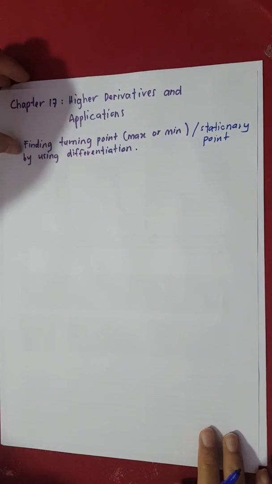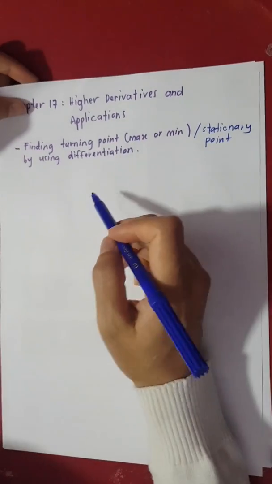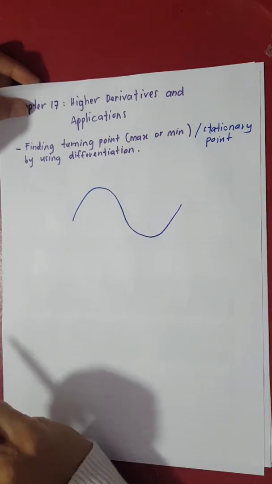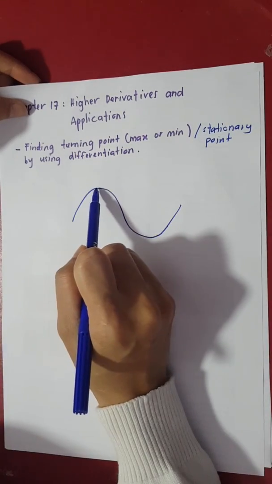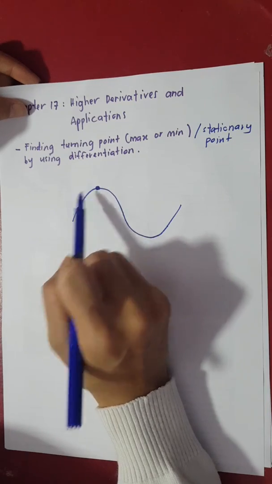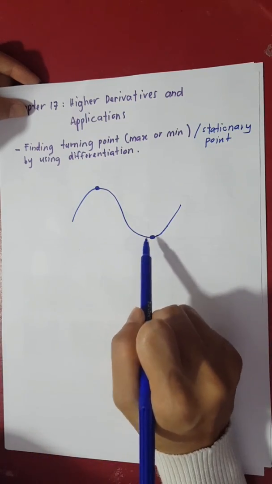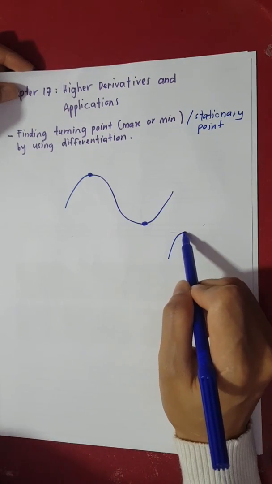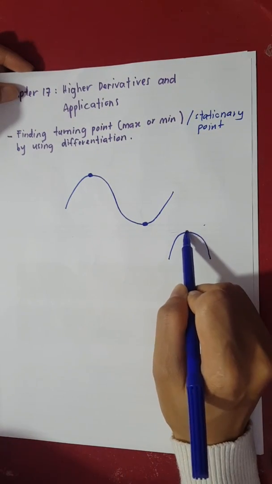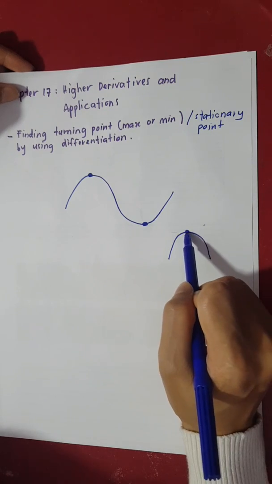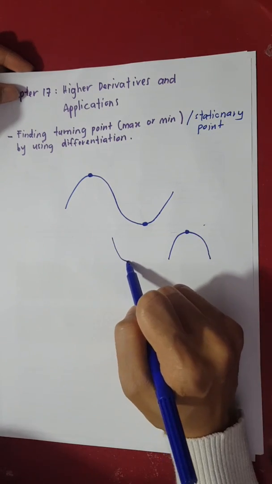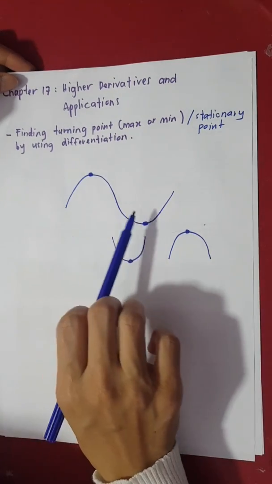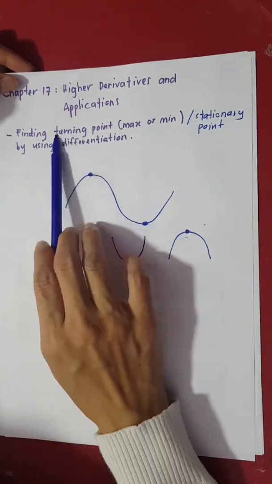So what is actually turning point? So let's say we have a curve, right? So for this curve, this is one of the turning points. This is also a turning point. Let's say this is cubic. If we have quadratic, this is actually the turning point. So this one is maximum. And let's say we have a smile graph, we have minimum. So this is actually the definition of turning point.